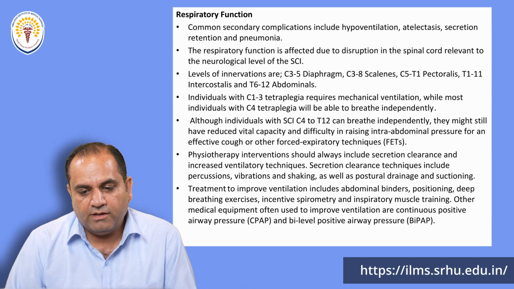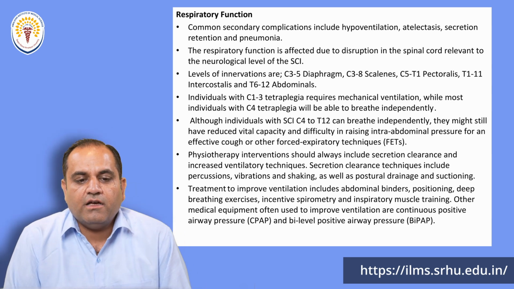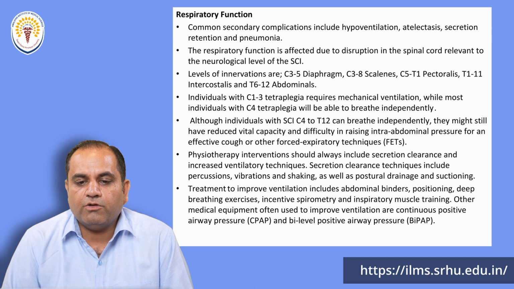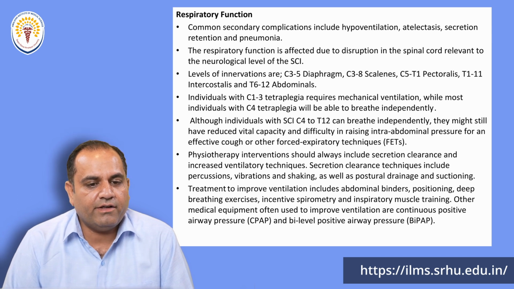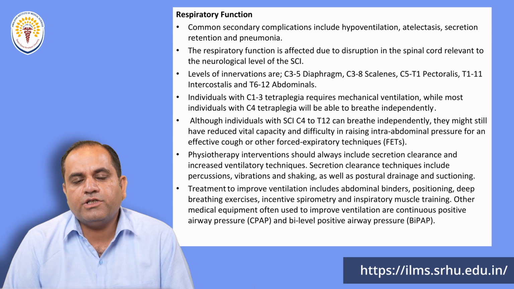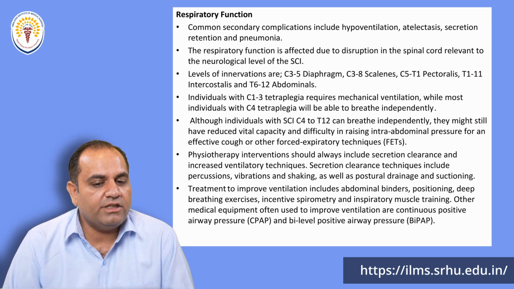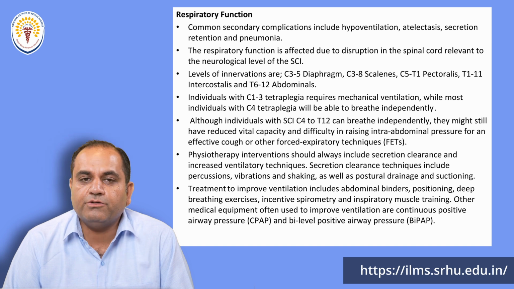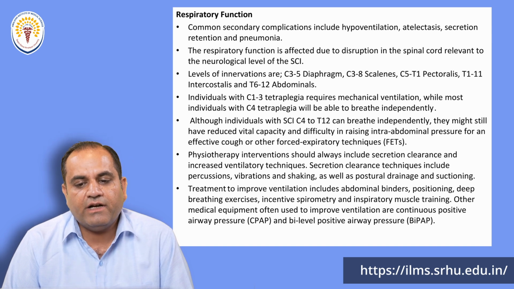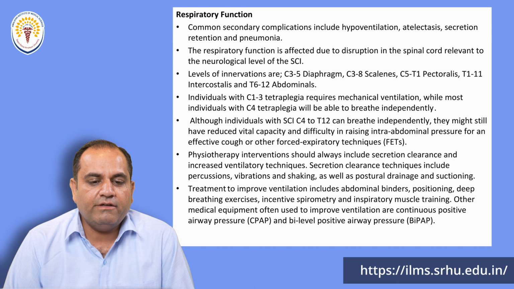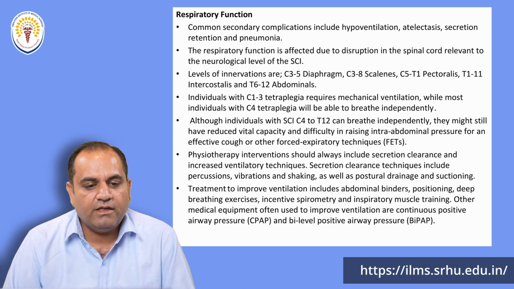Now, let us come to discuss respiratory function. Common secondary complications include hypoventilation, atelectasis, secretion retention and pneumonia. The respiratory function is affected due to disruption in the spinal cord relevant to the neurological level of the spinal cord injury. Levels of innervation are C3 to C5 that is diaphragm, C3 to C8 that is scalene, C5 to T1 that is pectoralis, T1 to T11 intercostalis and T6 to T12 abdominals.